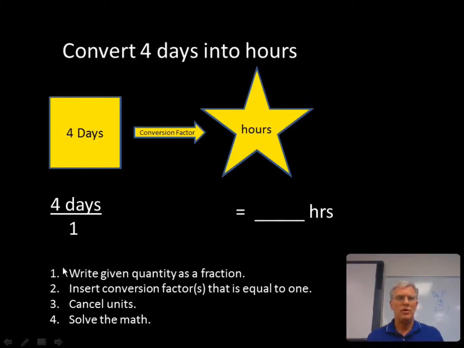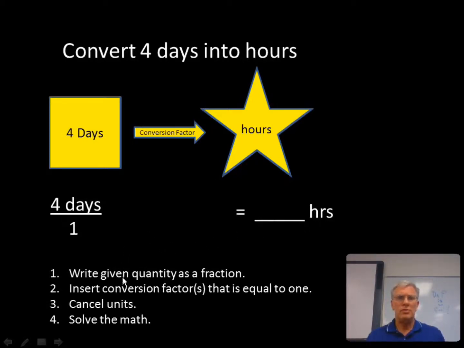First of all, write the given quantity as a fraction. We're going to write 4 days as a fraction. Well, there is no denominator in 4 days, so you can always write that over 1, 4 days over 1. And we'll also write the desired quantity, which is hours. How many hours will this be?